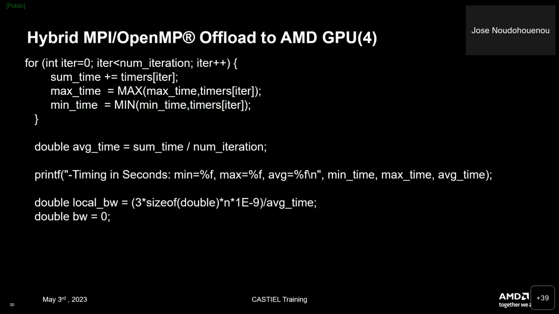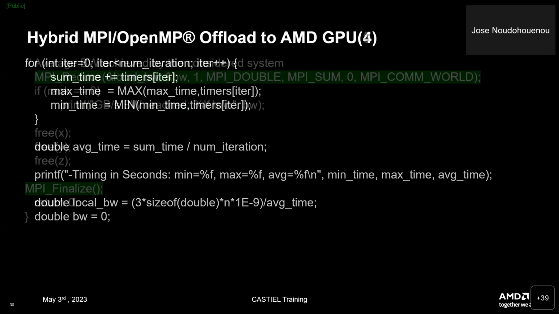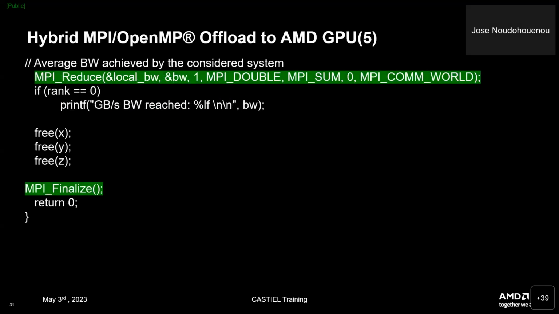So we collect a certain amount of information based on the timing information, and then we have a reduction at the end, an MPI reduction, we compute the bandwidth and finalize our MPI call. So as you can see here, it's a mix of MPI and OpenMP. We have both available inside this code. This is an example of a hybrid MPI OpenMP code that you can see in real life.